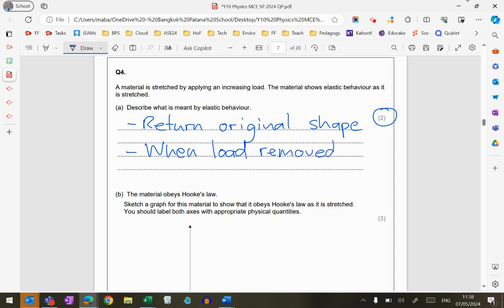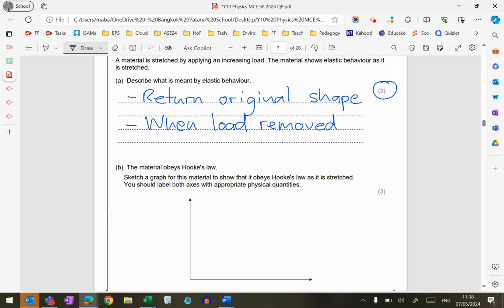So if you think about that in terms of the Hooke's law practical that we did, if you hang the mass hanger onto the spring, then the spring will extend. But if you take the mass hanger off, then the spring will return to its original shape when the load has been removed. All right. So that's how we define elastic behavior. If you put too much load on there, then when we take the mass hanger off, the spring won't return to its original shape. It will stay permanently deformed, and that's how we would define plastic behavior.